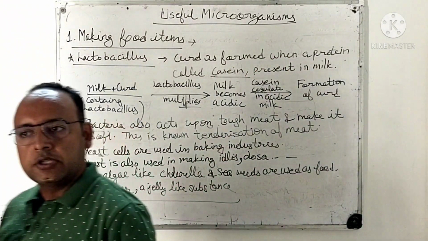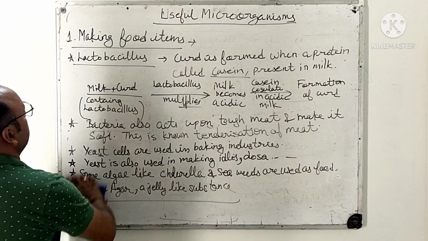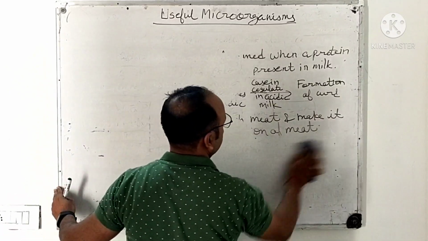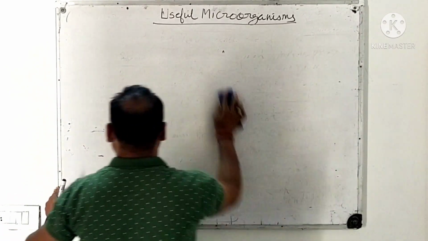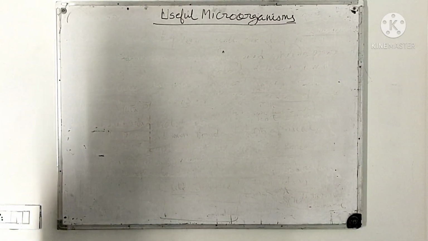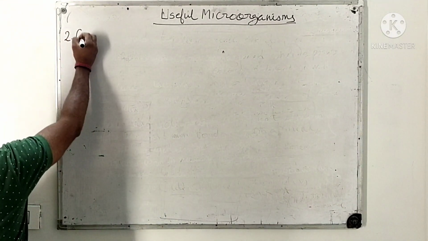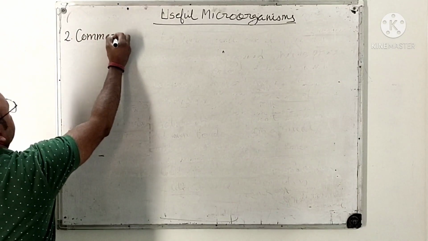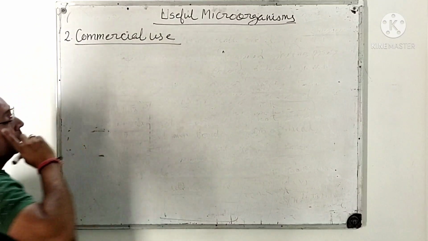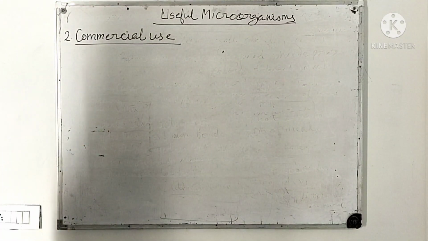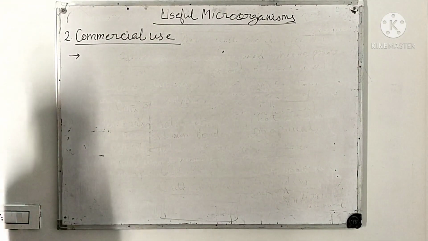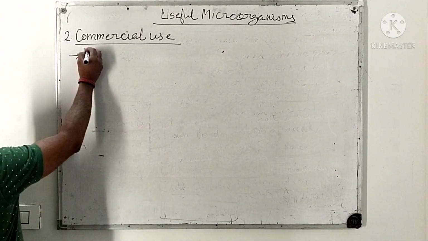Now we are going to discuss the commercial use. So let's discuss the commercial use of these. Second is commercial use. If I talk about commercial use, we know, as I discussed, one process, fermentation. So yeast is used in the formation of alcohol.